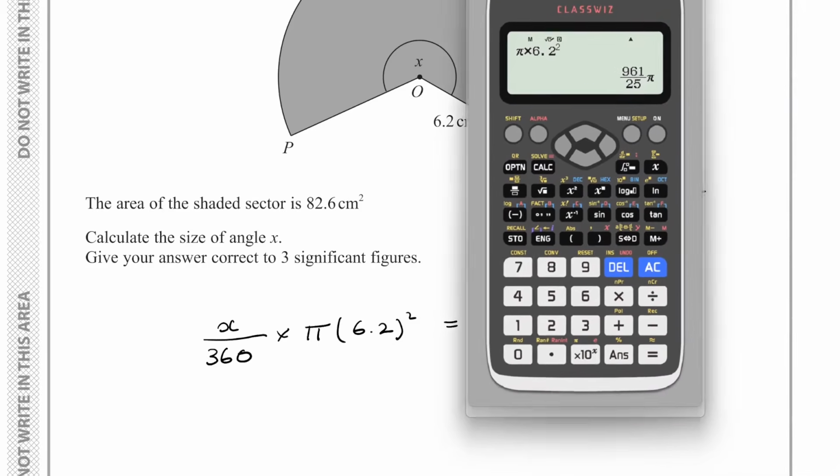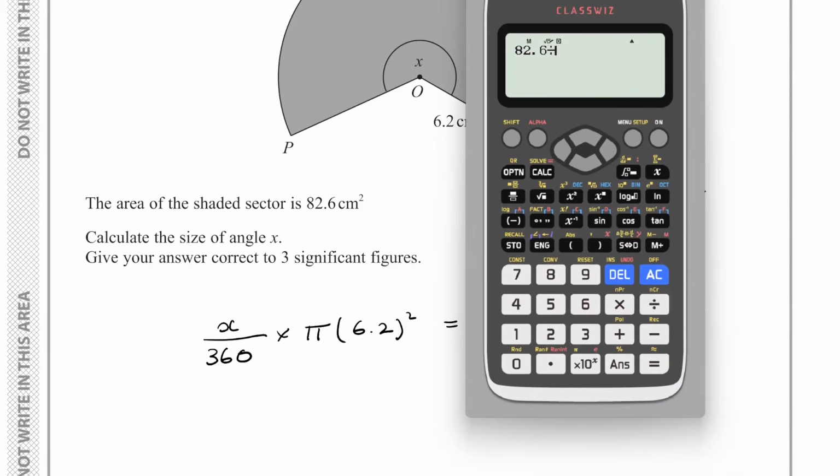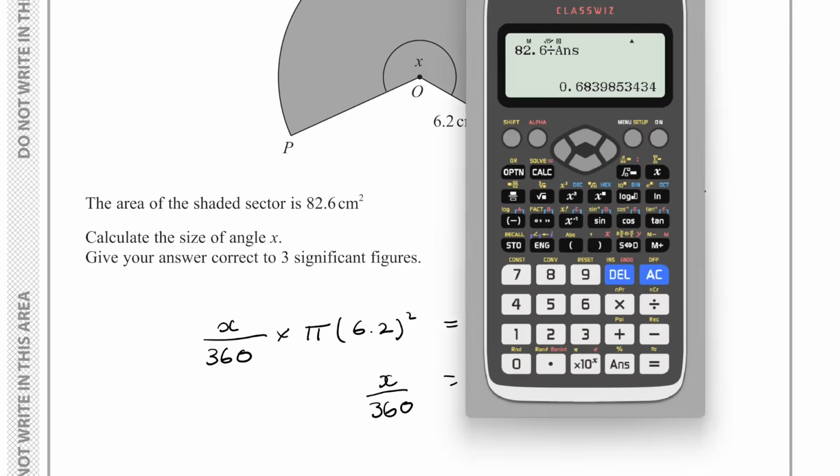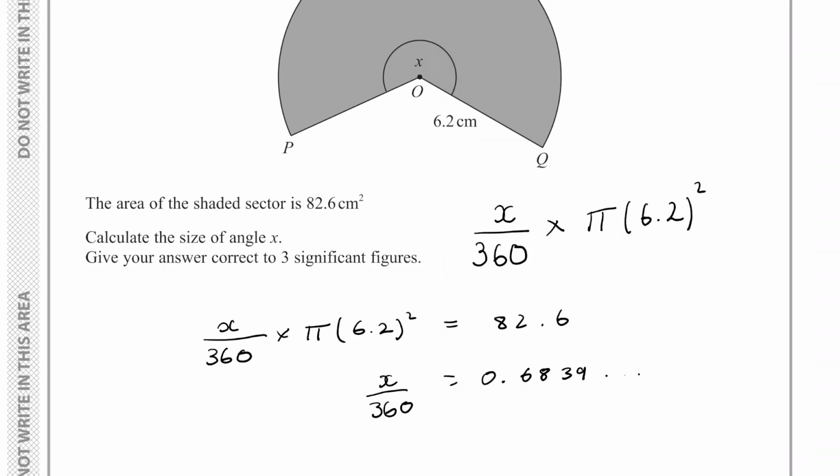If we divide both sides by that, so 82.6 divided by the area of the whole circle, x over 360 must be 0.6839 and so on. And then to get x by itself, multiply by 360. So this is like how much of the circle we have, times it by 360. x is 246 degrees to 3 significant figures.